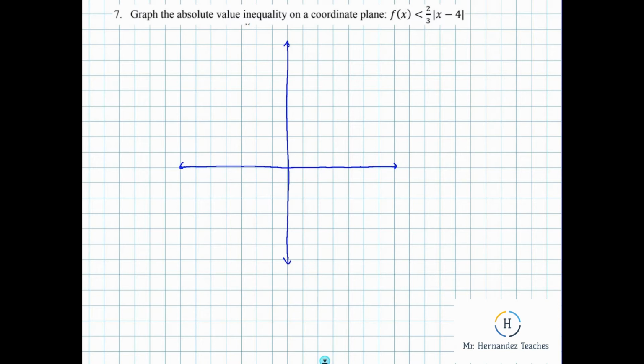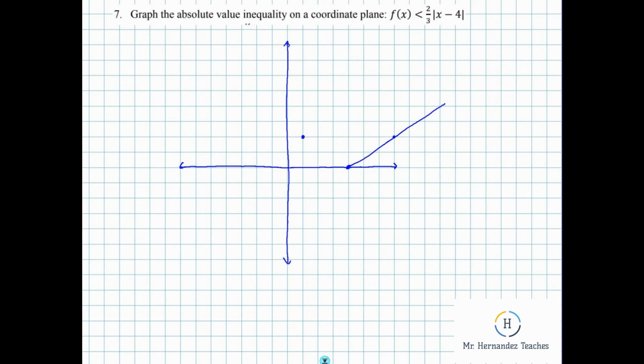So y is less than 2/3 times absolute value of x minus 4. So x minus 4 means 4 to the right: 1, 2, 3, 4. And 2/3, that's my slope. So up 1, 2 over 3. Up 1, 2, 3 to the left. So that's going to be my function.